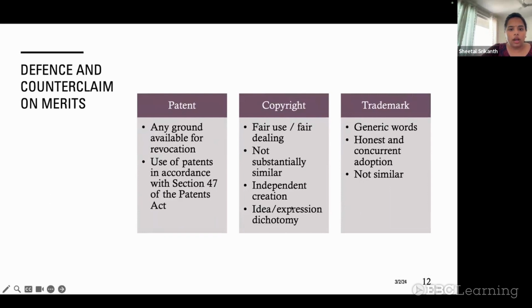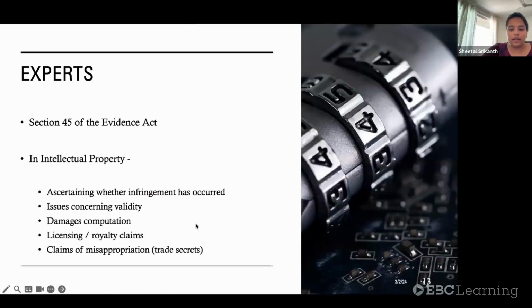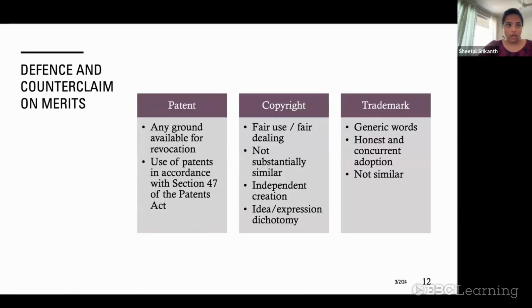So a granted patent is always subject to these conditions. As long as you're not fulfilling these conditions, a suit brought in respect of a patent that falls foul of any of these conditions would then give rise to grounds for a defense or a counterclaim in a suit for infringement as well, right? So similarly, in a copyright suit on merits, you would raise grounds of fair use or fair dealing.